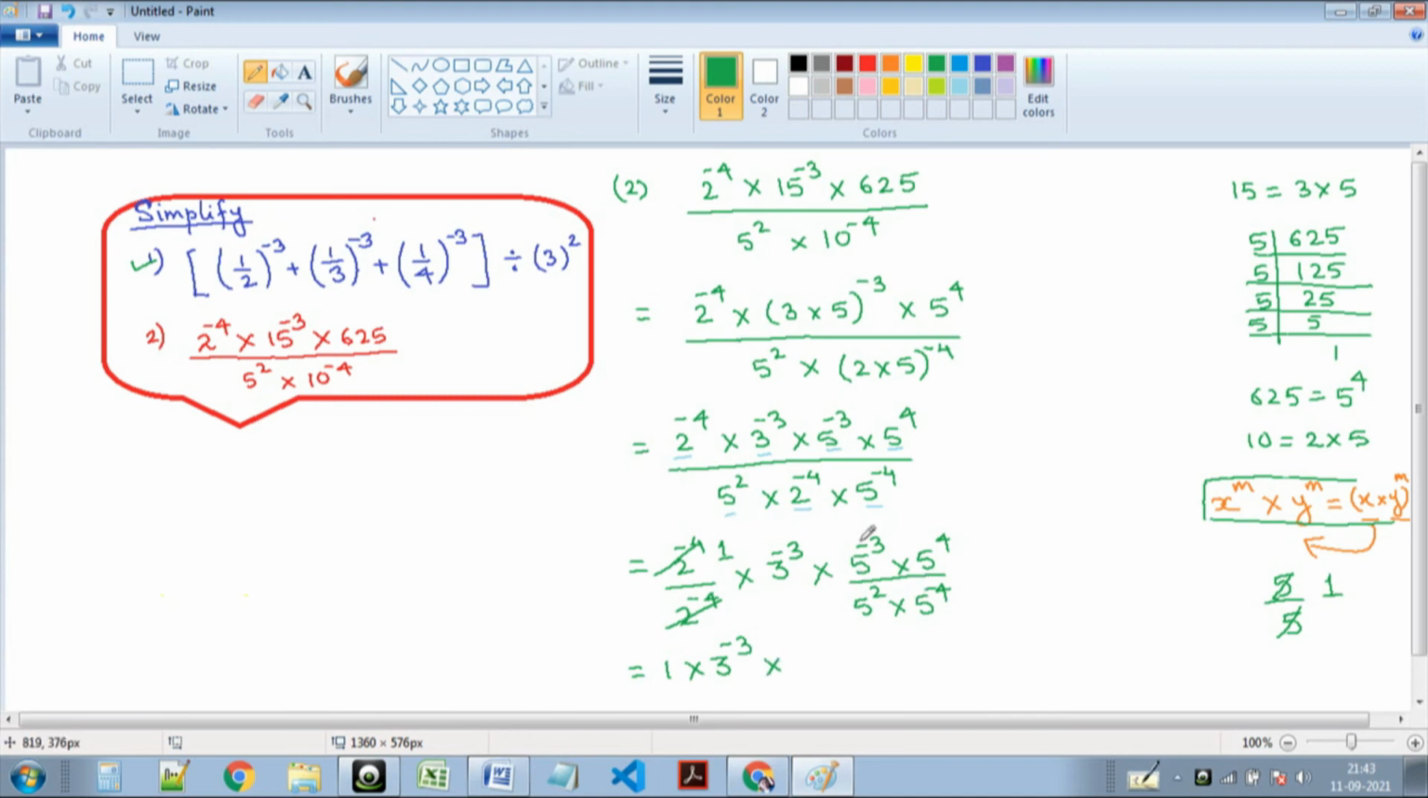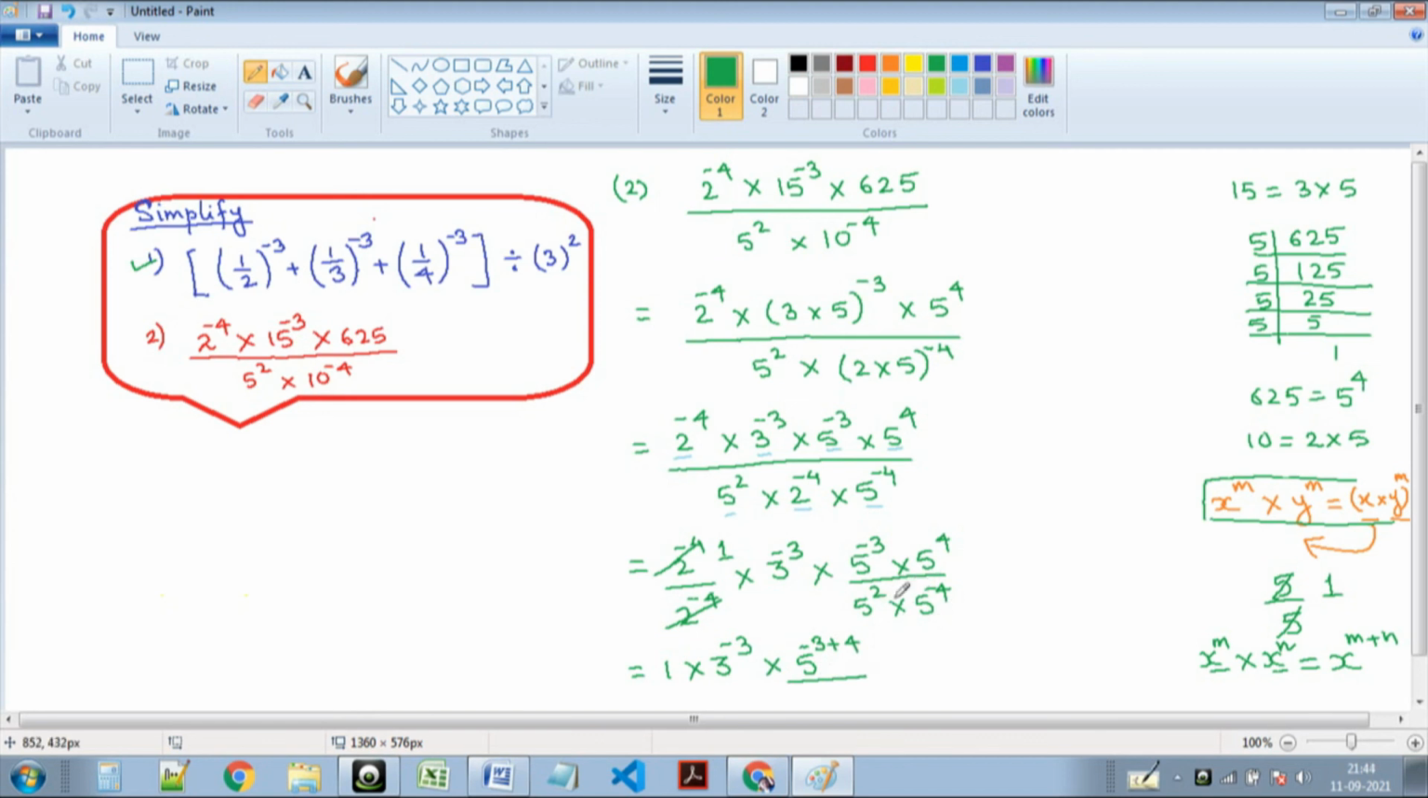Now here we can apply the laws. What laws can we apply? Here you see in the numerator, x to the power m cross x to the power n. This law we can apply, because the bases are the same, the bases are 5 and the powers are different. So you know that the result of this is x to the power m plus n. So here we apply this. So we can write 5 to the power minus 3 plus 2 divided by.